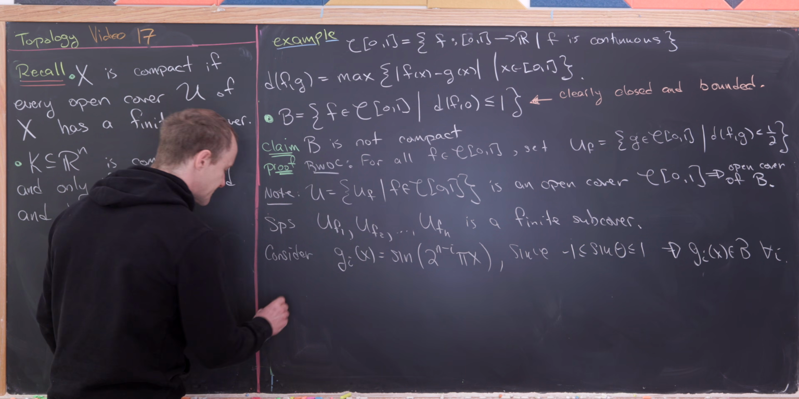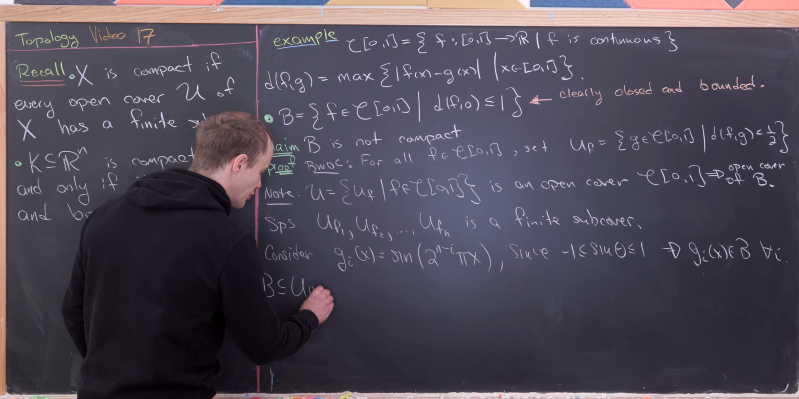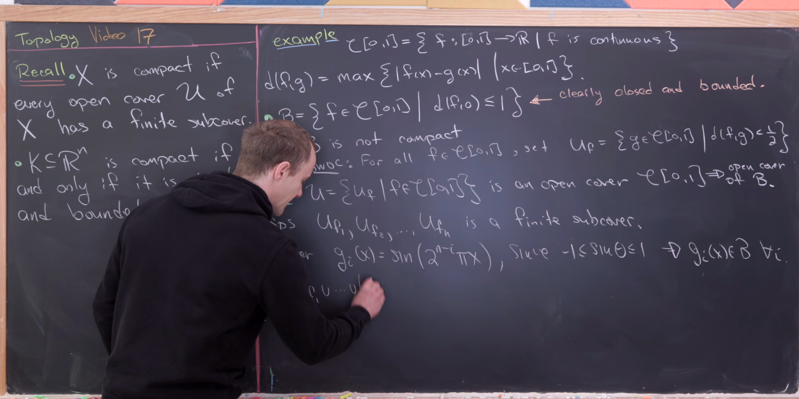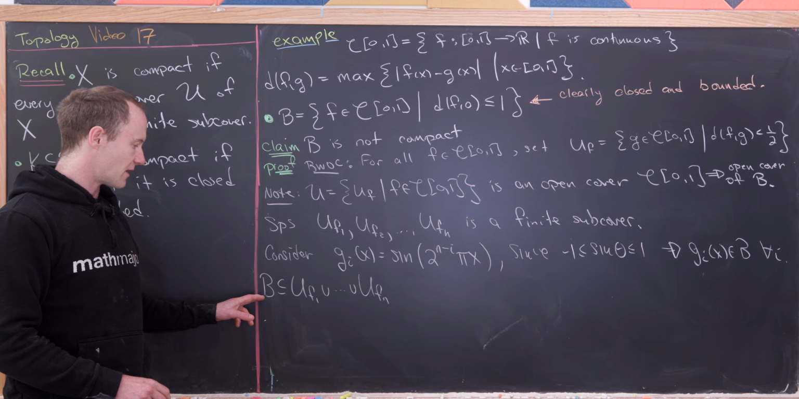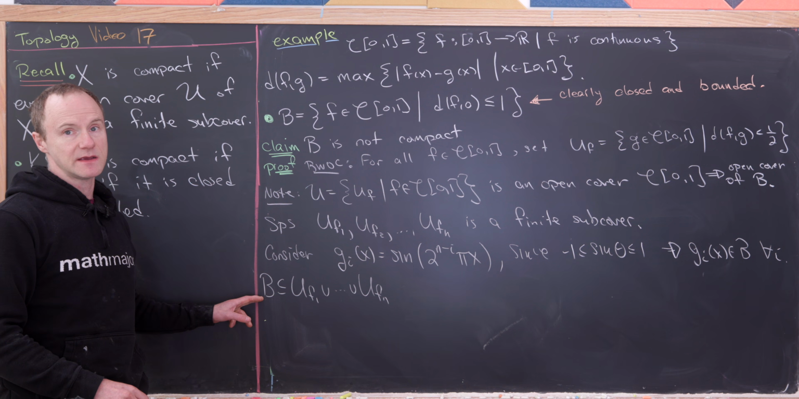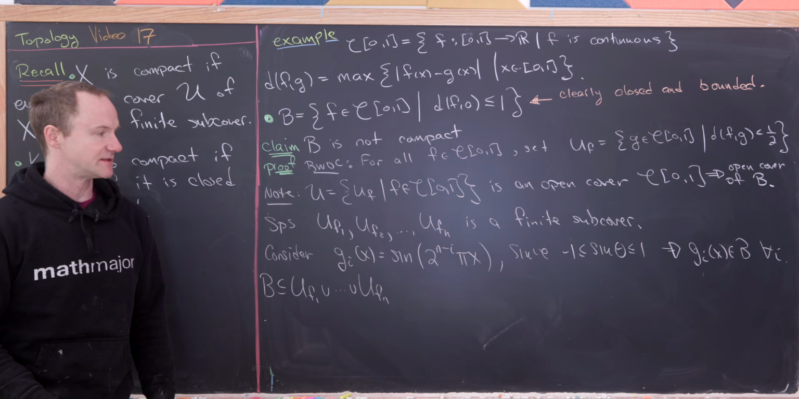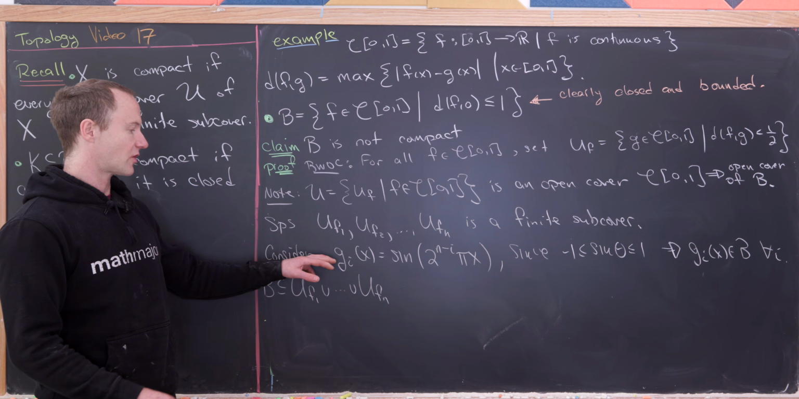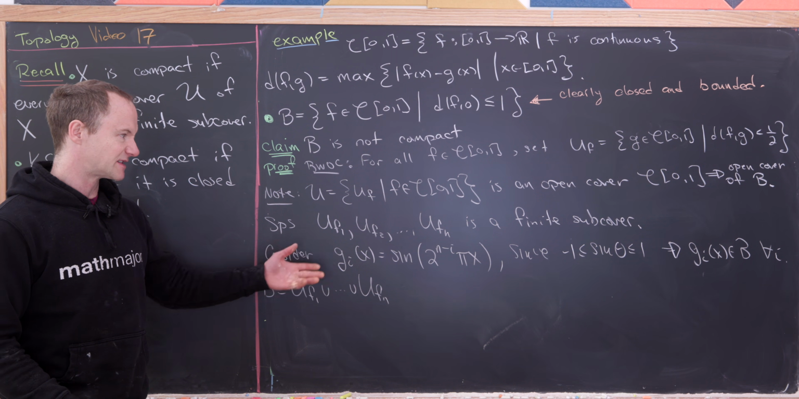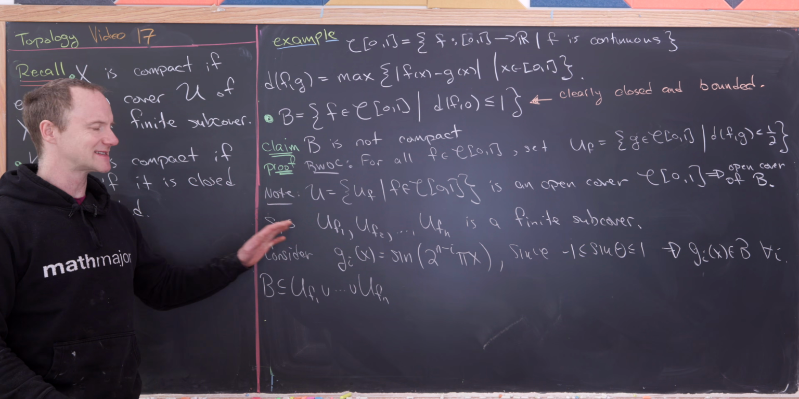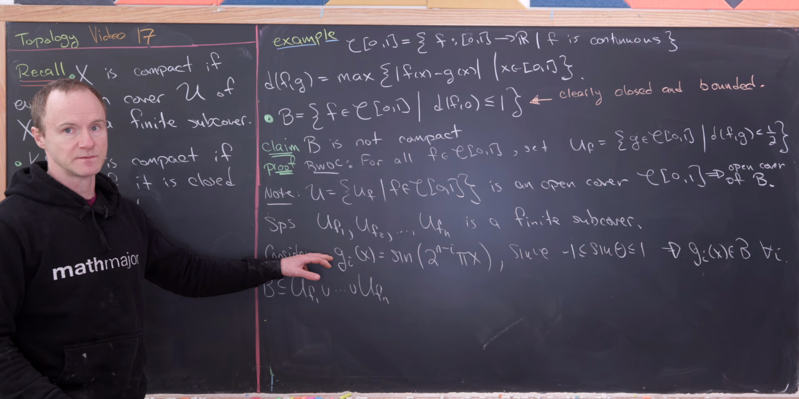But now let's notice the following. So since B is inside of U_f1 union all the way up to U_fn, we've got a finite subcover for our set B, and every one of these g_i is in our set B, and there are infinitely many g_i. Notice that this i is defined for all natural numbers. I guess I didn't write down here that it's defined for all natural numbers, but it is.